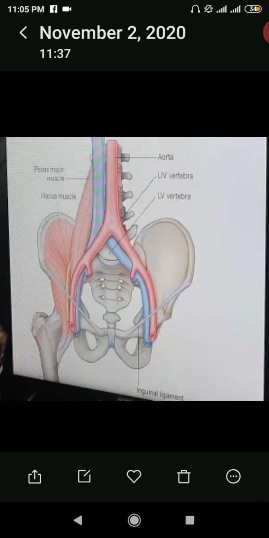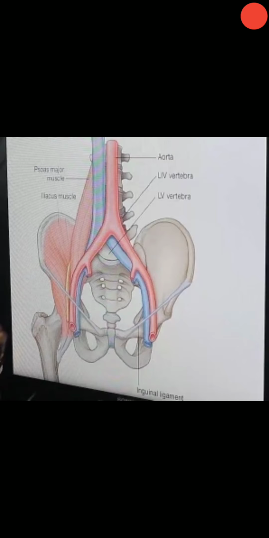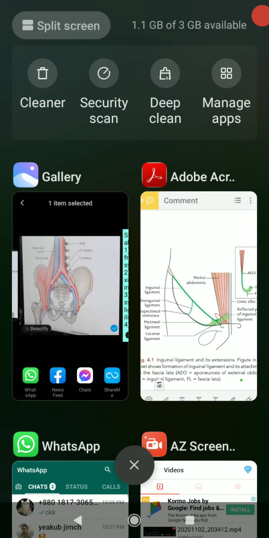So you can see the iliacus muscle here. The most lateral one, the red one, is the iliacus muscle. Then medially, psoas major muscle. Then you can see the femoral vessels and femoral nerve. So these structures pass through the inguinal region.